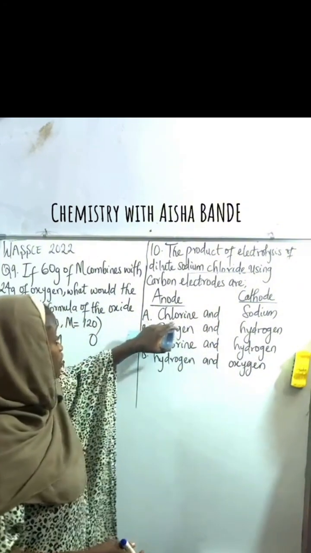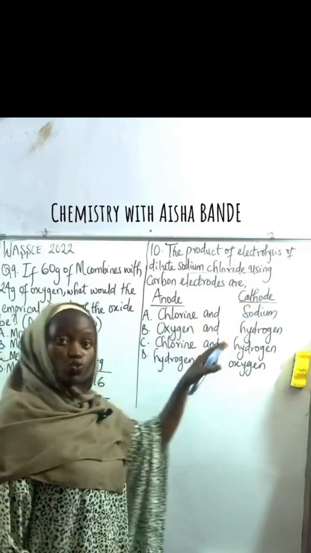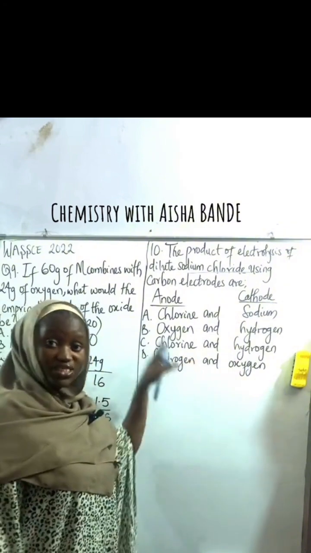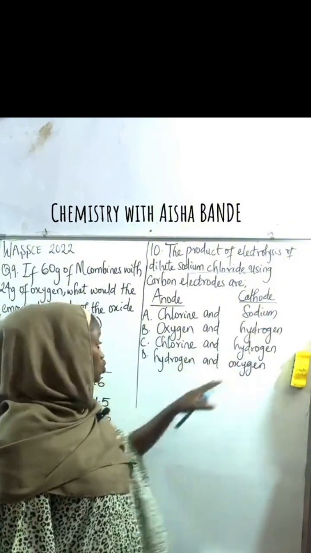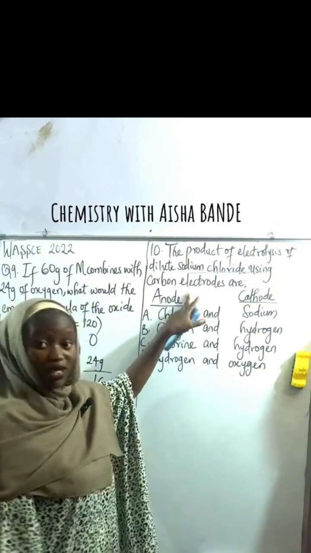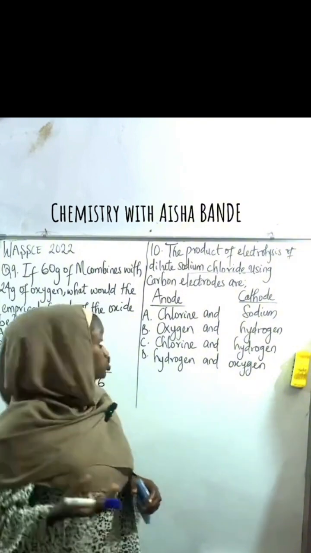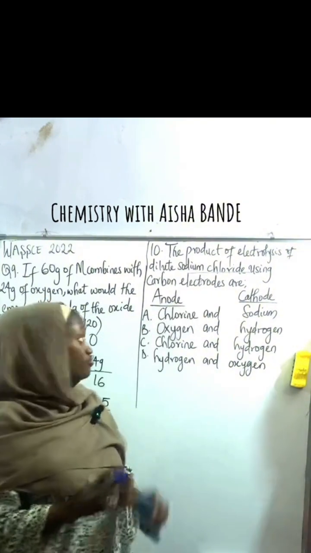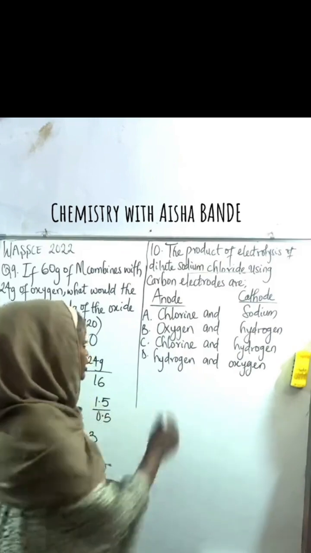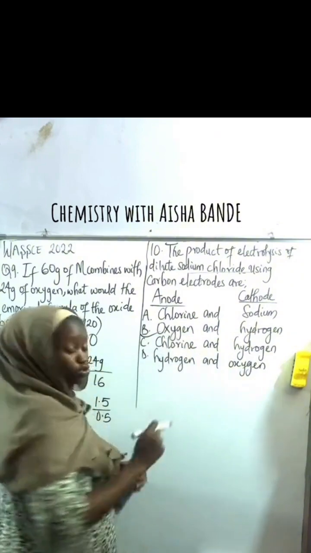Option A says chlorine is at the anode while sodium is at the cathode. Option B says oxygen is at the anode while hydrogen is at the cathode. Option C says chlorine is at the anode while hydrogen is at the cathode. The last option, option D, says hydrogen is at the anode while oxygen is at the cathode. Using inert electrodes, the product of electrolysis of dilute sodium chloride using carbon electrodes is oxygen at the anode and hydrogen at the cathode, which is option B.